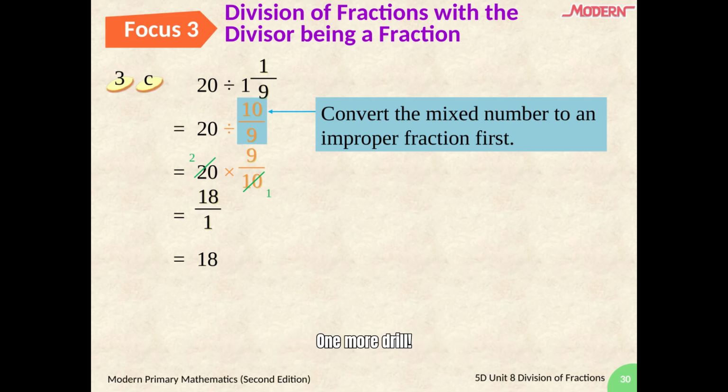One more drill. Final drill. Slide 31. 12 divided by 2 and 1/4. Prep the tuxedo, 9/4, swap and flip, 12 times 4/9. Snip the 12 and 9 by 3. Result, 16/3 or 5 and 1/3. And check the logic: when the divisor is bigger than 1, the answer is smaller than the starting number. When the divisor is tiny, the answer is big. It's the law of the scale.